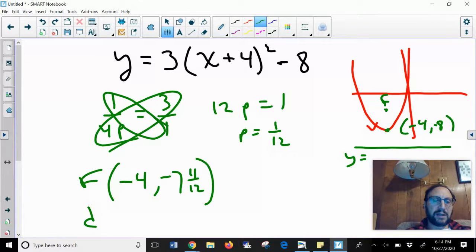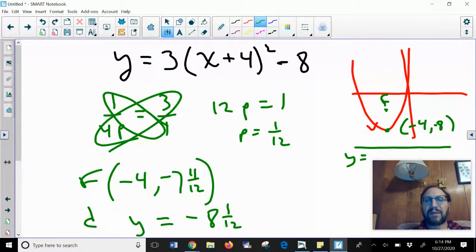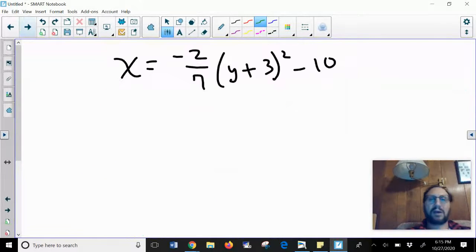The directrix, on the other hand, is changing the y value, and the y value is going to go down a 12th, so it's going to be y equals -8 and 1/12. It's as simple as that. So that's how this one works for this vertical one. We'll do one more going the other way, just to make sure that people understand what's happening.